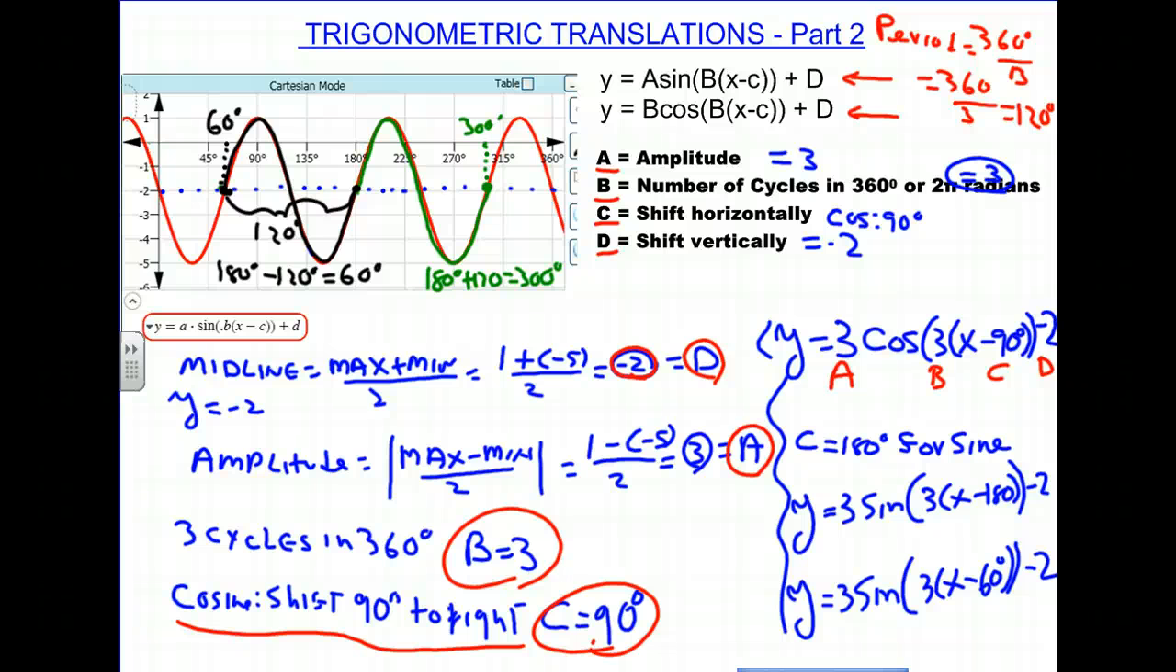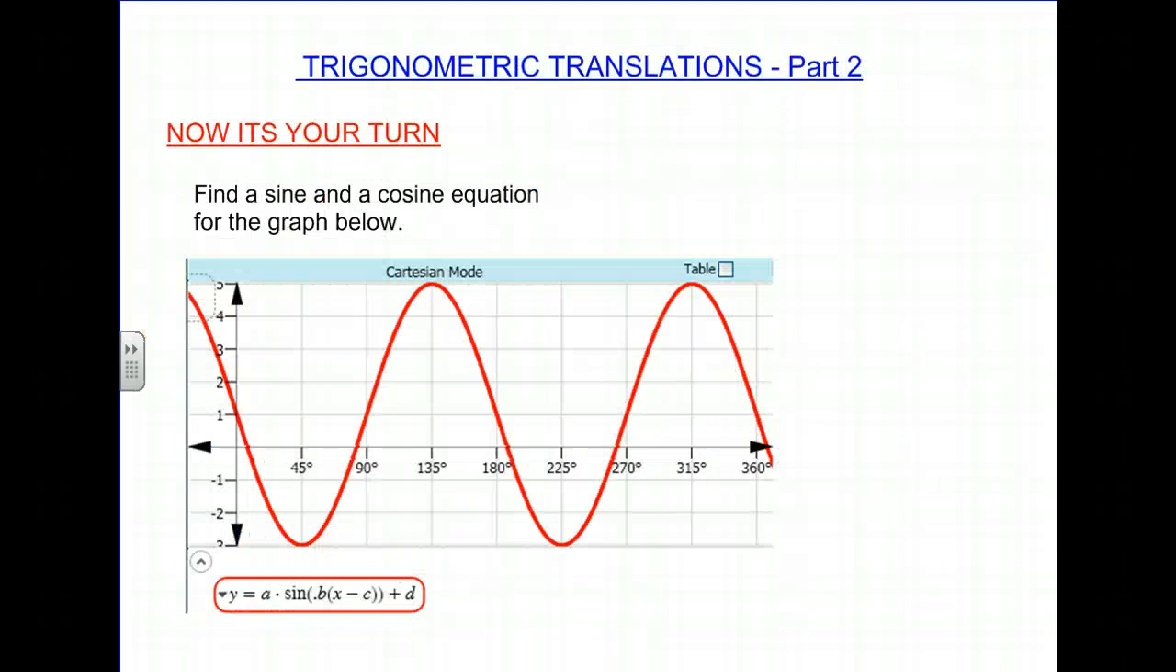So just for the sake of completeness, we said up here the cosine shift was 90. For the sine, we said the shift is 180. But keep in mind, it could also have been only 60. It could also have been 300 degrees. And now it's your turn. Find a sine and a cosine equation for the graph below.